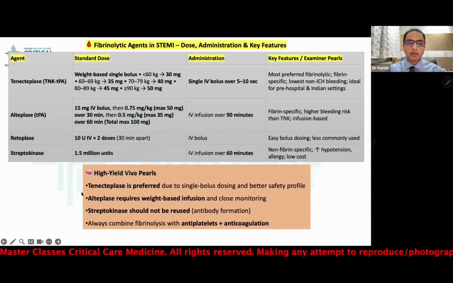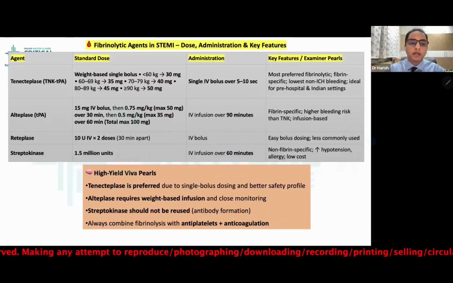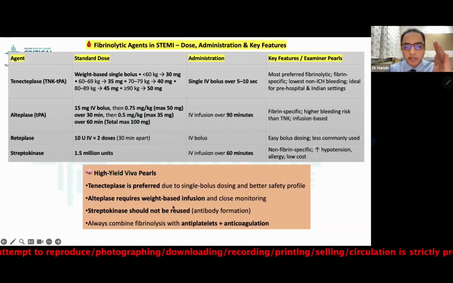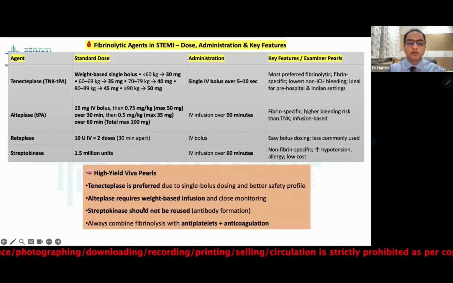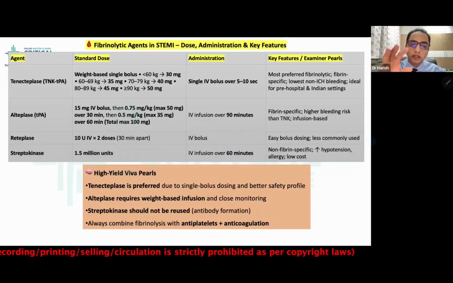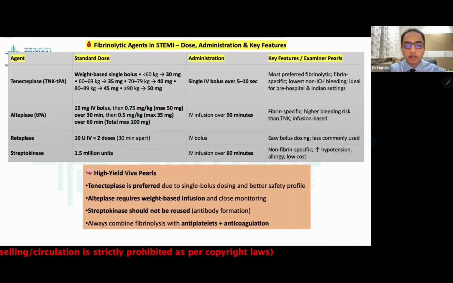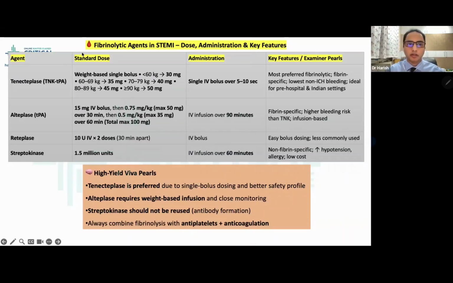So the take-home message: tenecteplase is preferred due to single bolus dosing and better safety profile. Alteplase requires weight-based infusion and close monitoring. Streptokinase should not be used, especially if they have already been exposed to it. Don't reuse it because of antibody formation, so the efficacy is going to be reduced. Always combine fibrinolytic therapy with antiplatelets and anticoagulation. So that's about the thrombolytic options.